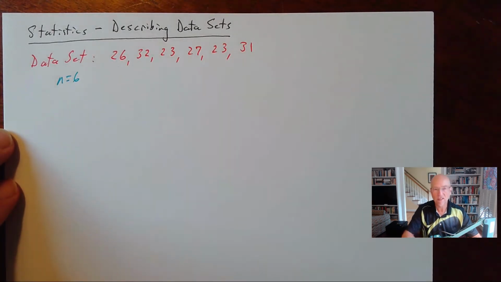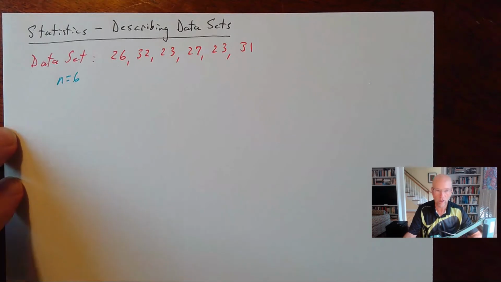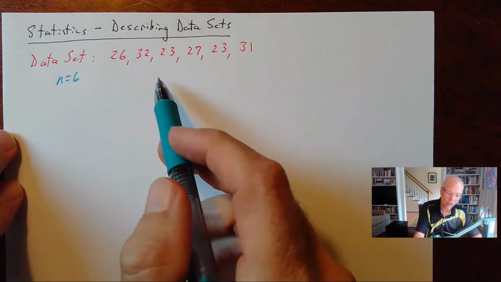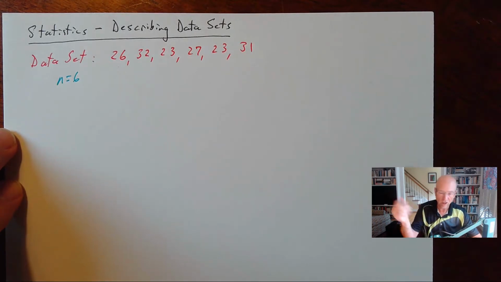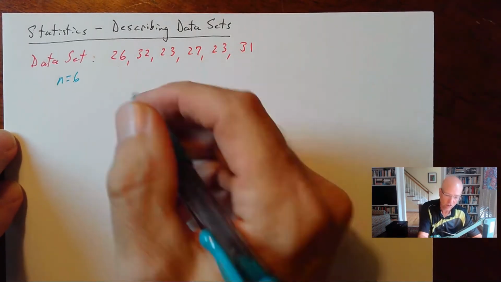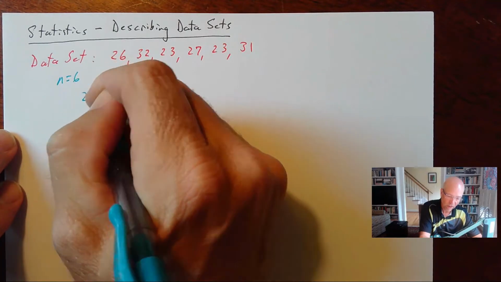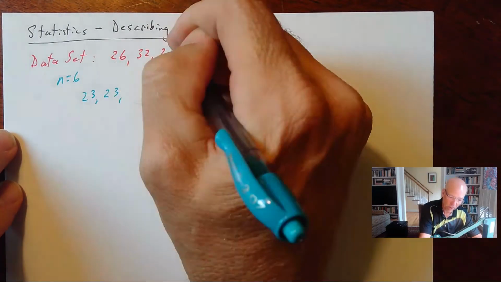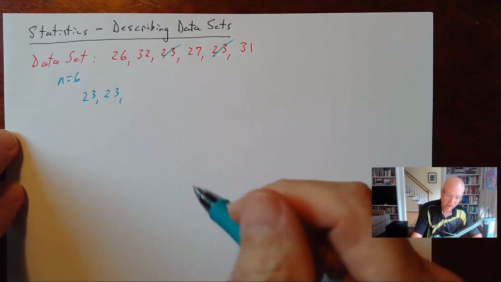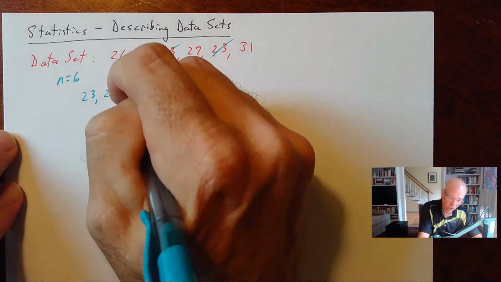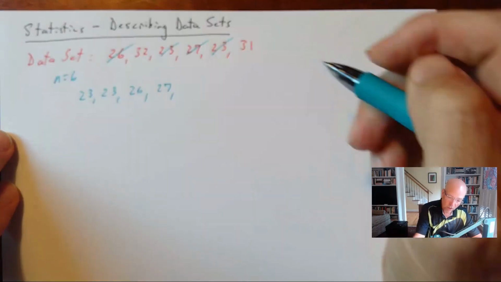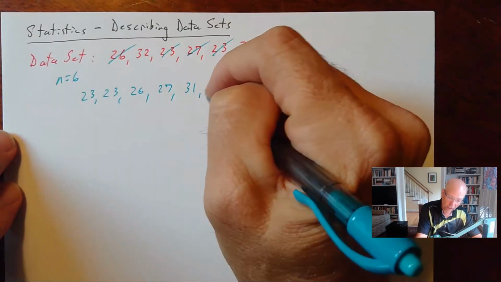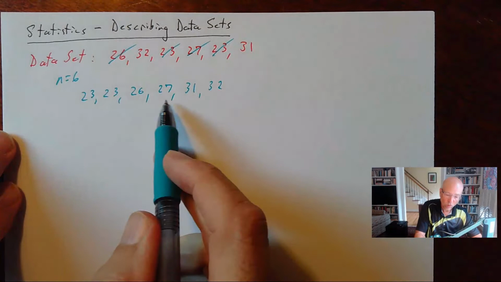If you're trying to make sense of this data set, the first thing, let's sort it. Let's get it a little bit organized. So I would always recommend rewriting the data set in order from least to greatest or greatest to least. Let's go least to greatest. So we've got a 23, we've got another 23. Often the data set will already be sorted for you. So we're doing this when they haven't sorted the data set for you. And we've got a 31 and a 32. 1, 2, 3, 4, 5, 6 scores.